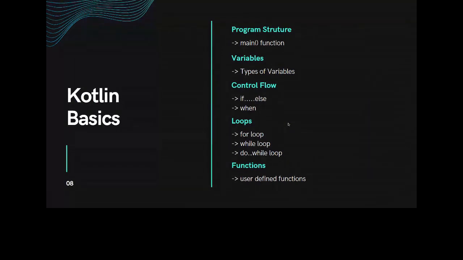Now we are heading towards the basics. Kotlin has these basics. The first one is the program structure. Then I'm going to take you through variables, then control flow, then loops, and then functions. Then we can also see classes, which is a concept of OOPs. Yeah, let's go.